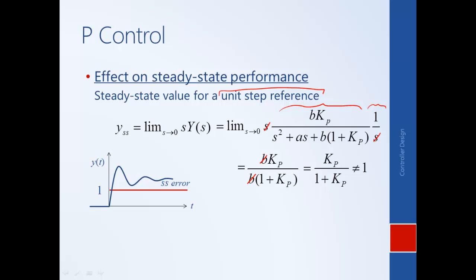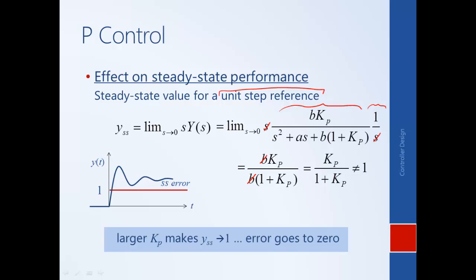Go ahead and take a second and think about what we could do with Kp in order to reduce the steady state error. In order to reduce the steady state error, we in essence want to bring this quantity closer to 1. We want our output closer to the commanded input. And we can make this closer to 1 by increasing the value of Kp.